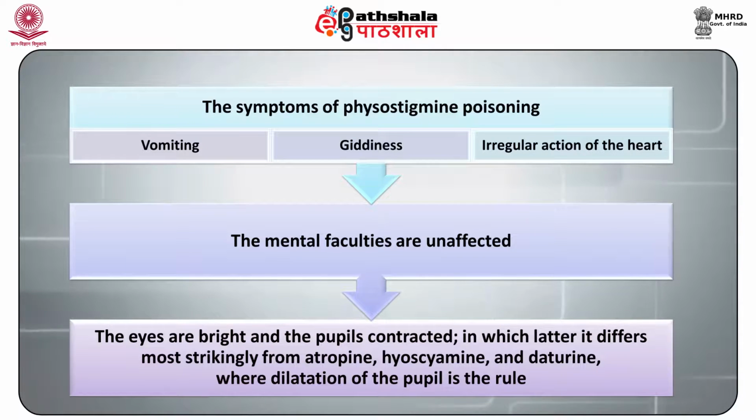The symptoms of physostigmine poisoning are vomiting, giddiness, and irregular action of the heart. The mental faculties are unaffected. The eyes are bright and pupils contracted, in which latter it differs most strikingly from atropine, hyoscine and daturine, where dilation of the pupil is the rule.